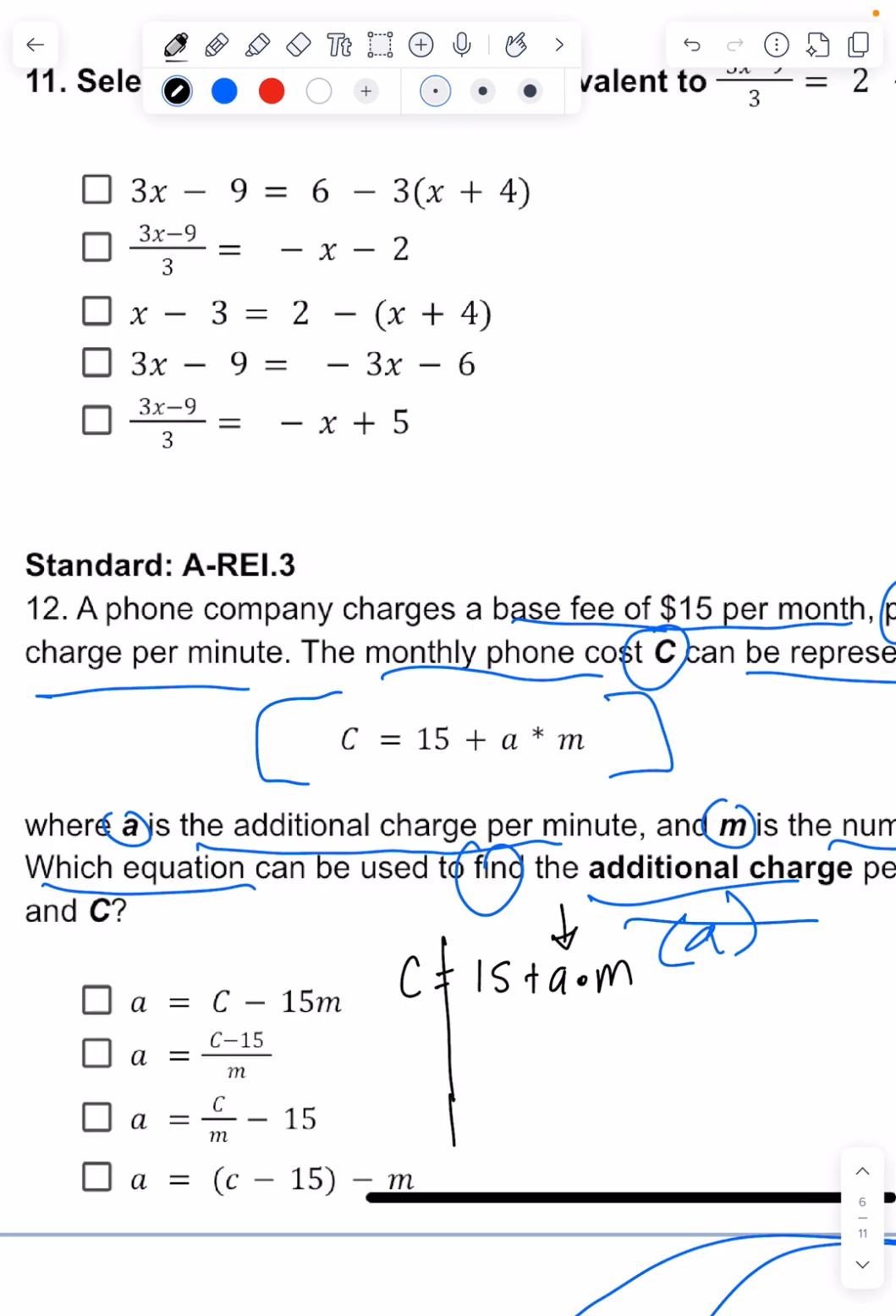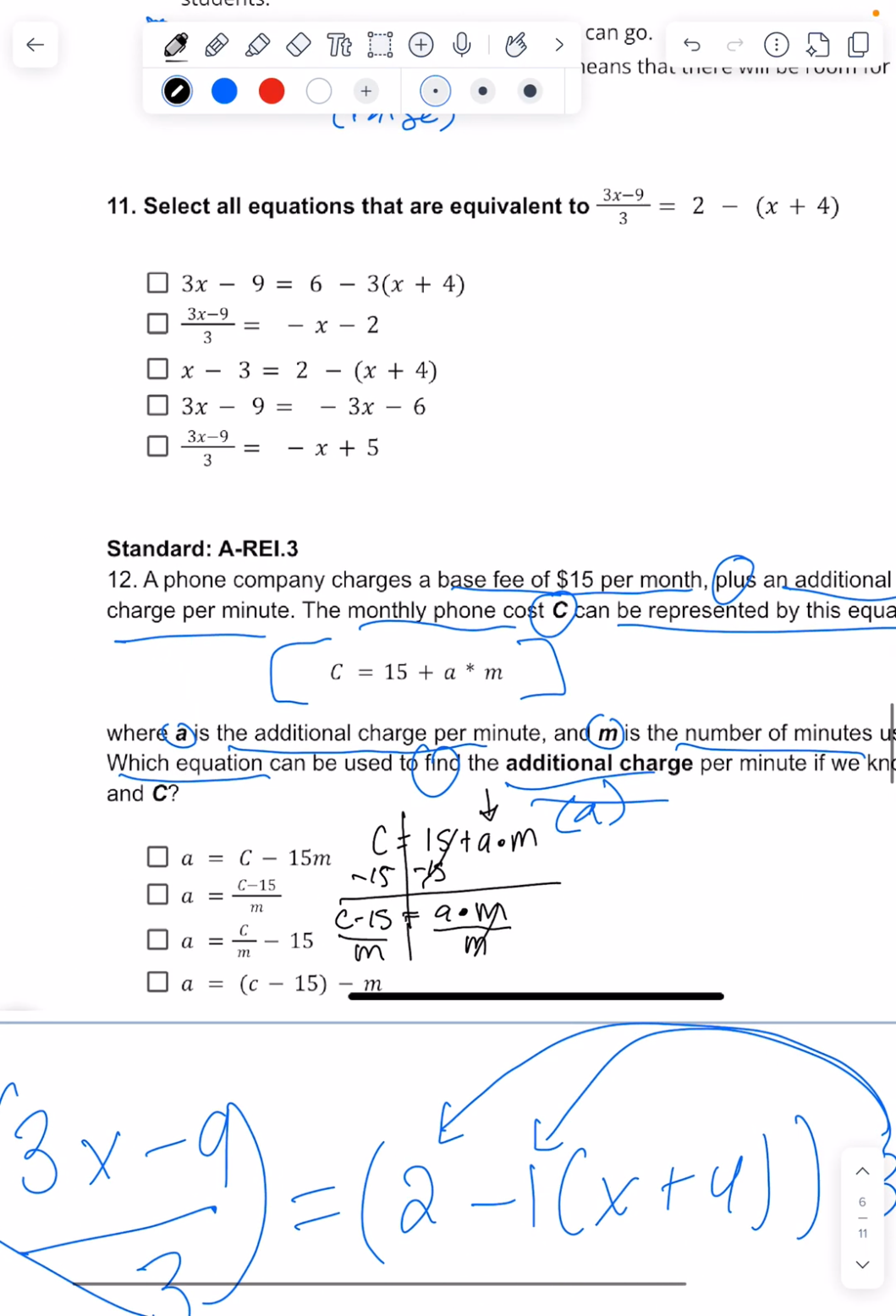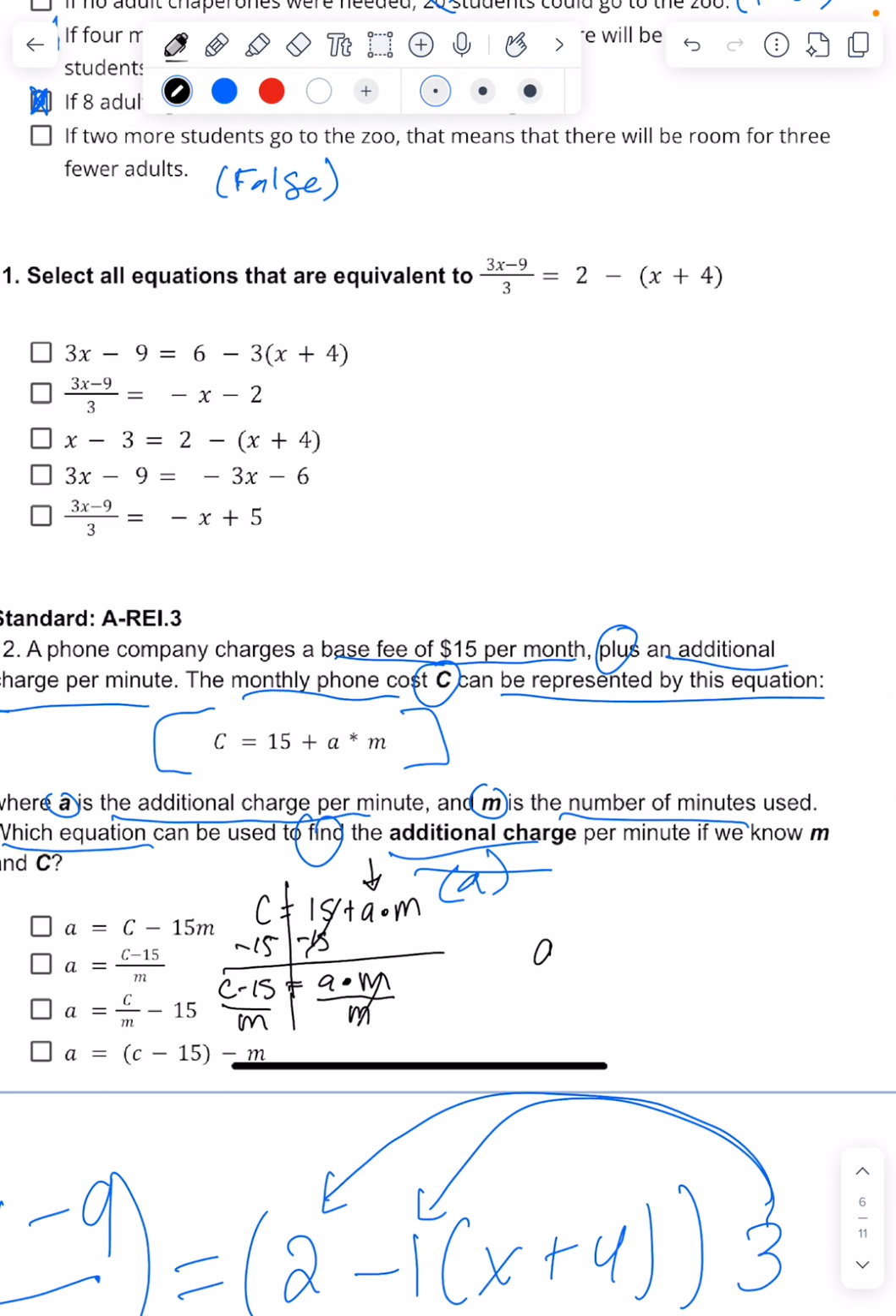Well, the first thing is the 15 is not attached, so we could just subtract 15 from both sides. So that leaves us with C minus 15 is equal to A times M. And again, we're solving for A. I want A by itself. And currently A is multiplying by M, so I need to take the inverse. So divide by M, and that allows me to cancel those off. And it leaves me with A is equal to C minus 15 divided by M, the minutes.